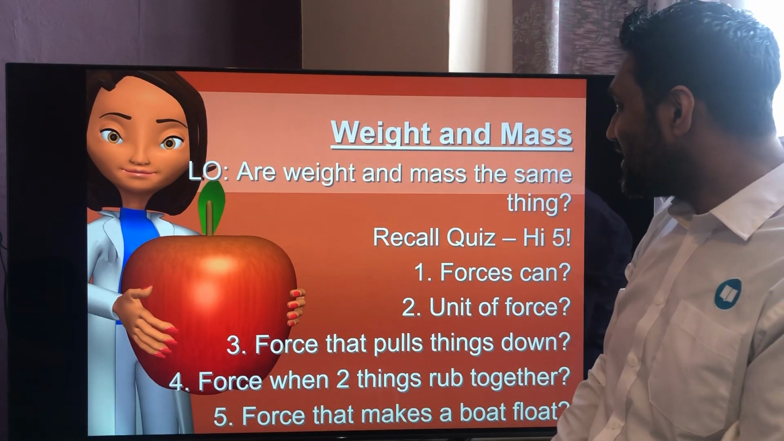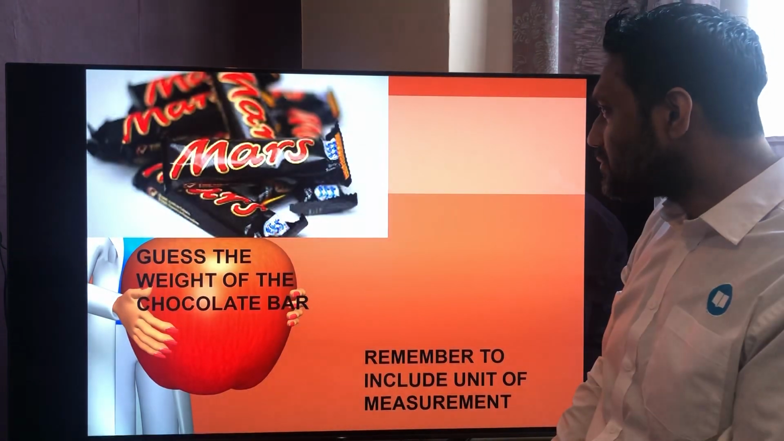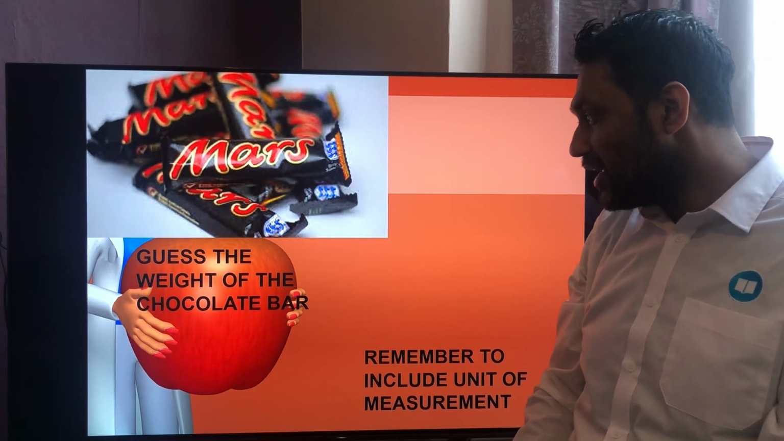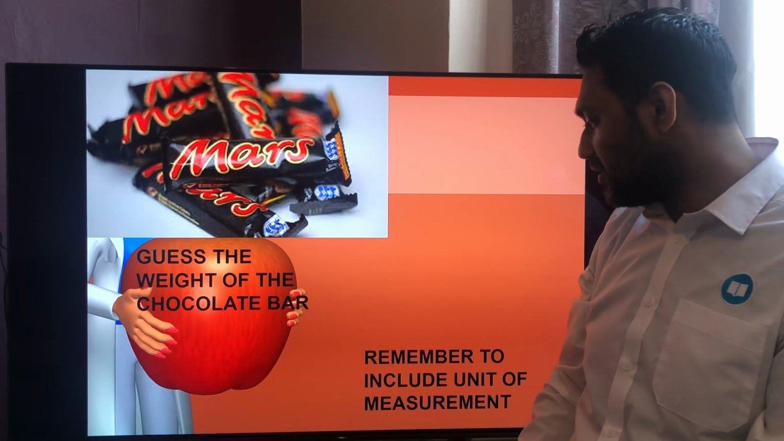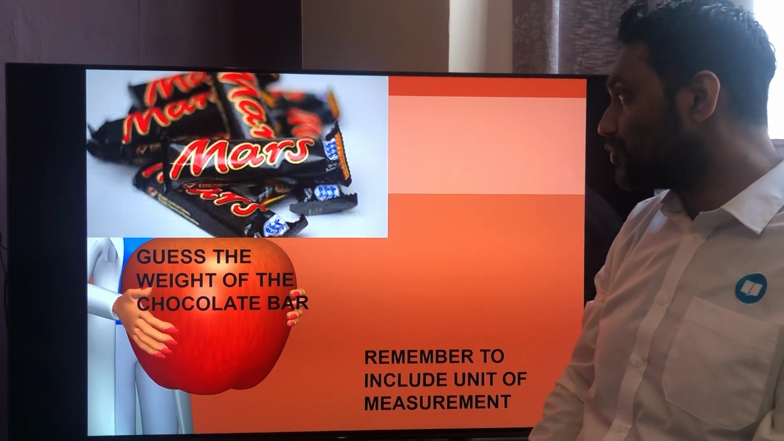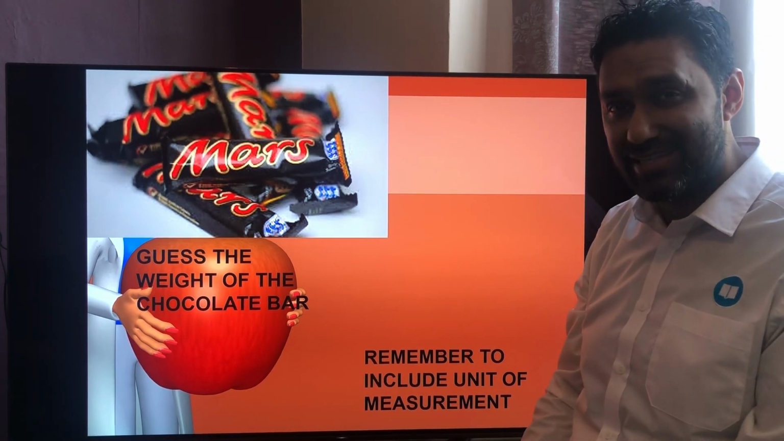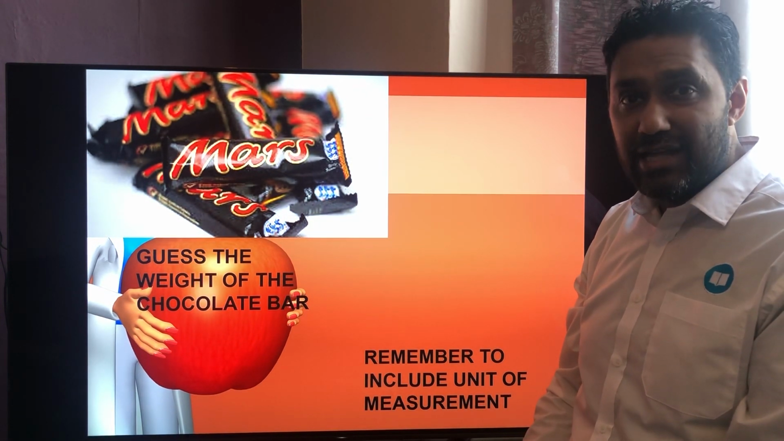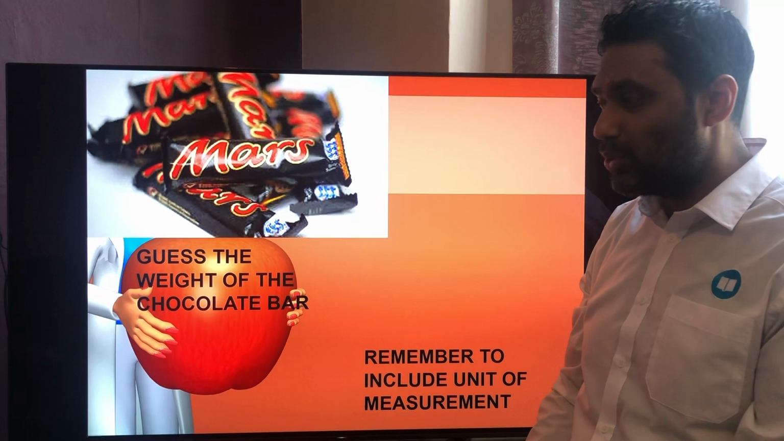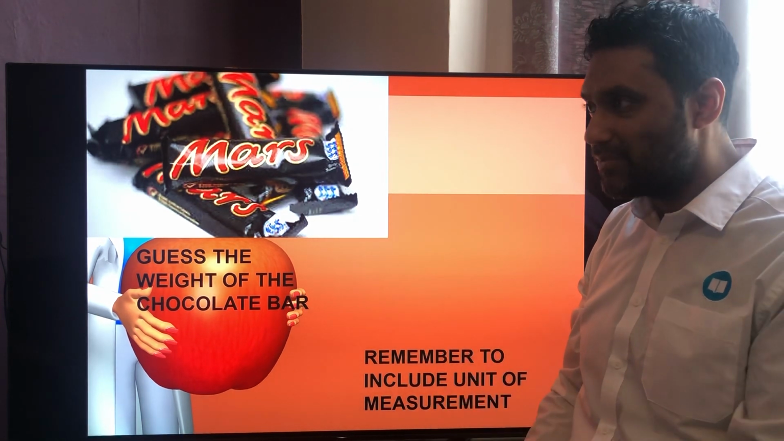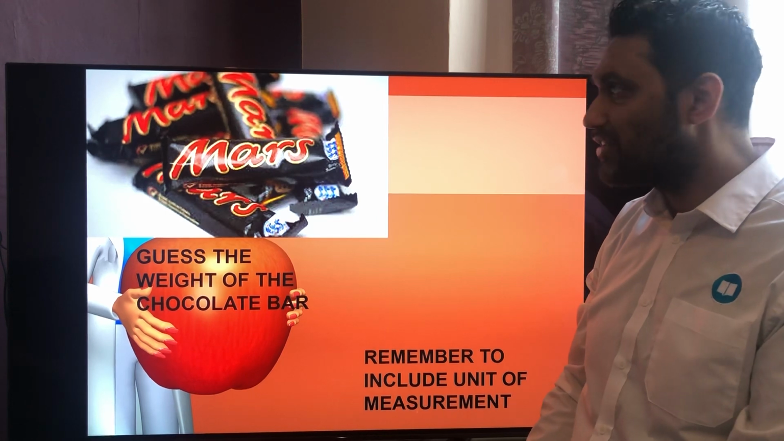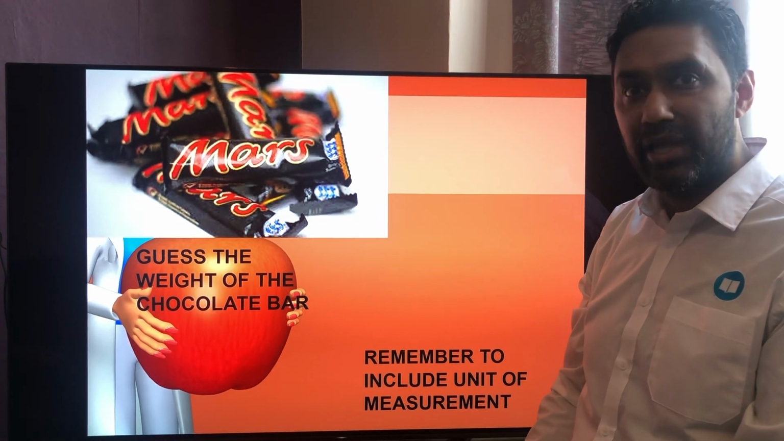Now, let's move on to this then. Here is a Mars bar. There are other confectionery available. Can you guess the weight of the chocolate bar? And remember to use the correct units. Have a guess, how much do you think a chocolate bar weighs? I'd probably guess a lot of people would look at the chocolate bar and say, oh look, it's about 250 grams.